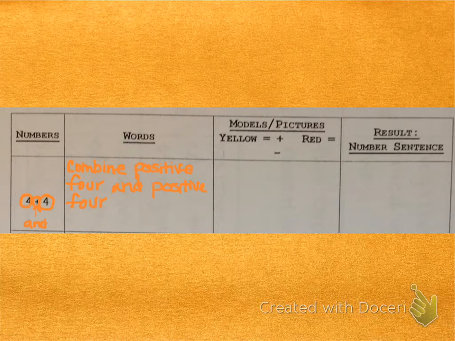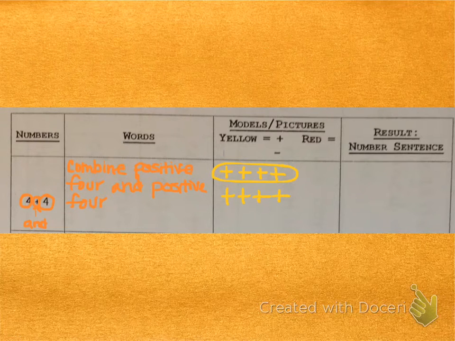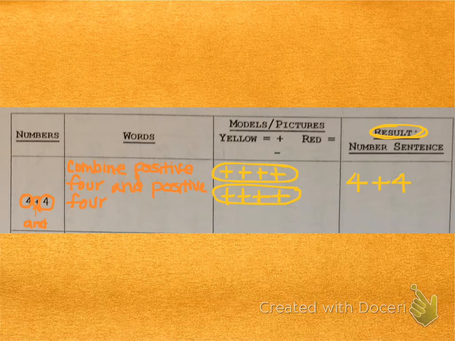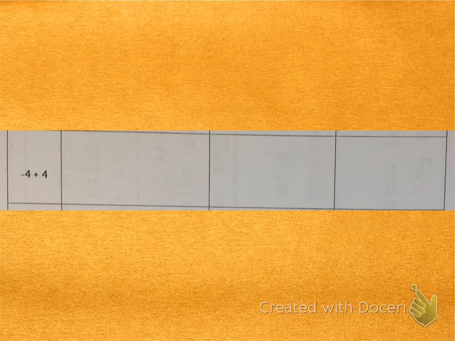So our model, we have a combined positive 4 and positive 4. So that means our first number is 4 positives. Yellow is positives. So that's 1, 2, 3, 4 positives. And 4 positives. That's 1, 2, 3, 4. So when we combine these two, we have how many total positives? We have 8. So our result here is that combining a positive 4 and a positive 4 gives me 8 positives.